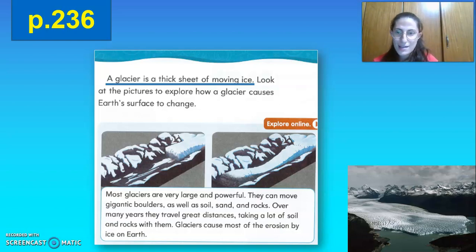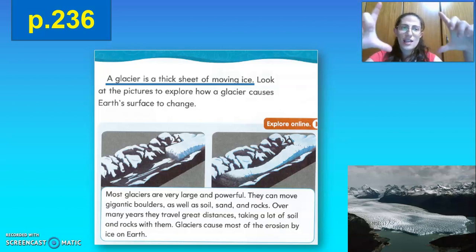Okay? So what is a glacier? A glacier is a thick sheet of moving ice. Again, a glacier is a thick sheet of moving ice. Clear? So far, so good?